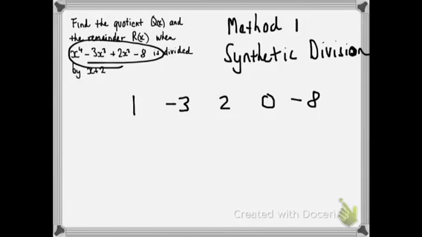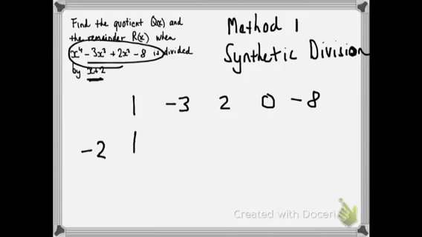The divisor is x plus 2. And what we do here is put the opposite sign to the divisor down to the side: notice how it's x plus 2, so we put negative 2. So that's the grid that we set up: the coefficients of the polynomial, including any missing terms, and down the side, the opposite sign to the divisor. It's x plus 2, so it's negative 2.